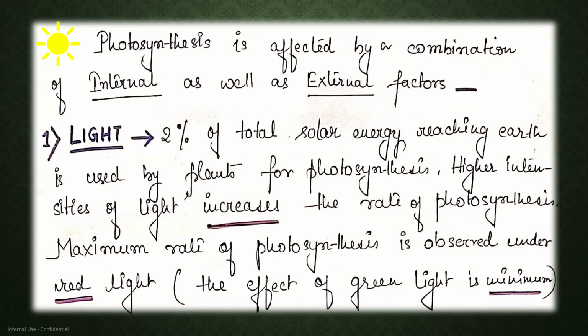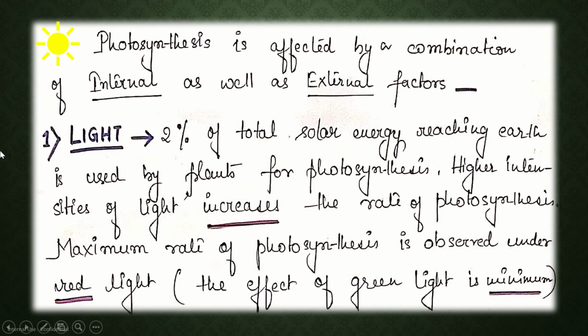Okay, we will be starting with the first factor, which is light. Light, as we all know, is the key factor for photosynthesis. Without light, no light reaction can occur, and without that light reaction, light independent reaction is also not going to occur. Fine. 2% of total solar energy reaching the earth is used by plants. Please keep this part in mind.